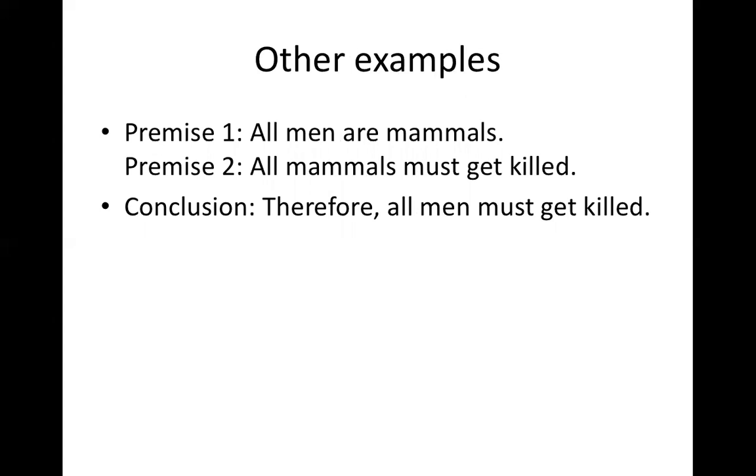Now let's look at other examples. All men are mammals. All mammals must get killed. Therefore, all men must get killed. Now, first of all, what kind of argument is this? All men are mammals. All mammals must get killed. Therefore, all men must get killed. All A are B. All B are C. Therefore, all A are C. That's a hypothetical syllogism.